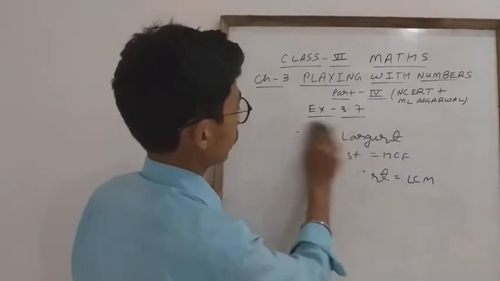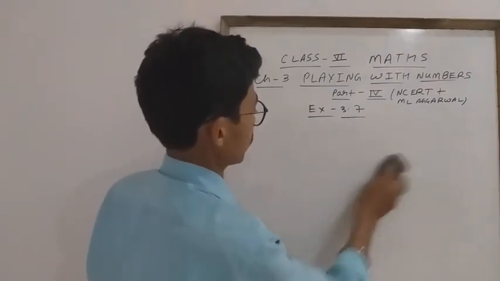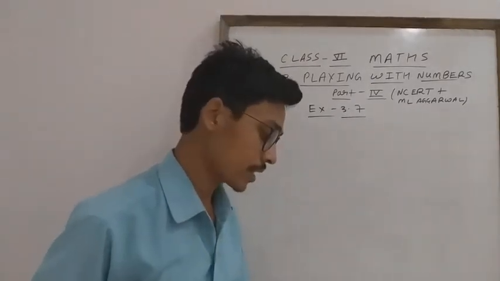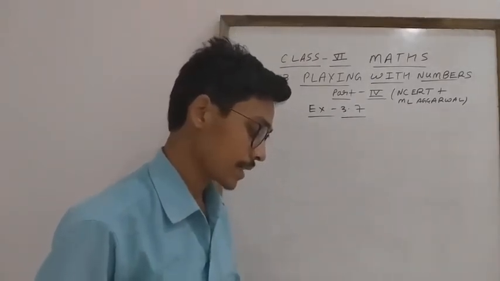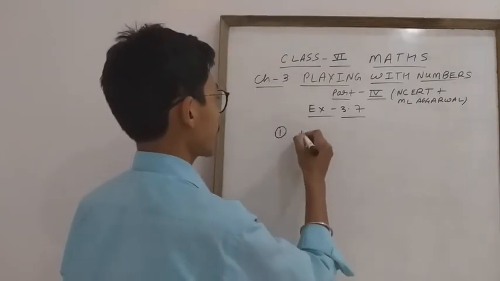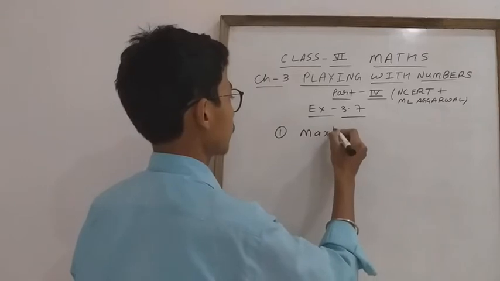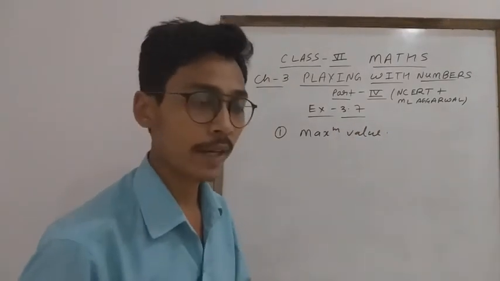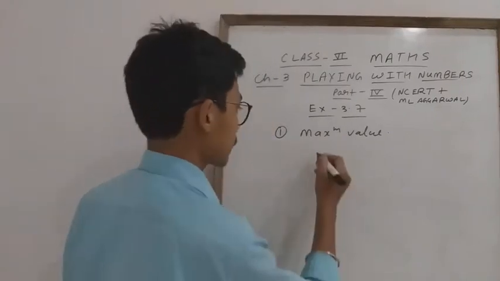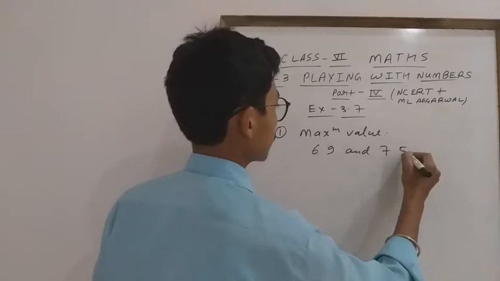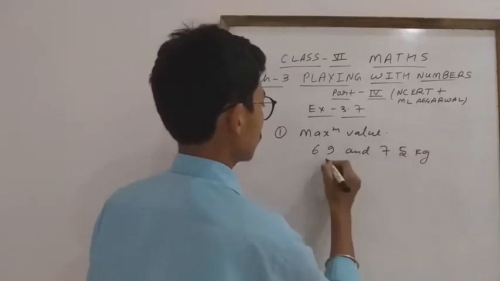Now, the first question is given. Renu purchased 2 bags of fertilizer of weight 75 kg and 69 kg. Find the maximum value of weight. You have to find the maximum value. What did I explain? Maximum means you have to find the HCF. Let us find it: 69 and 75, and these are in kilograms.